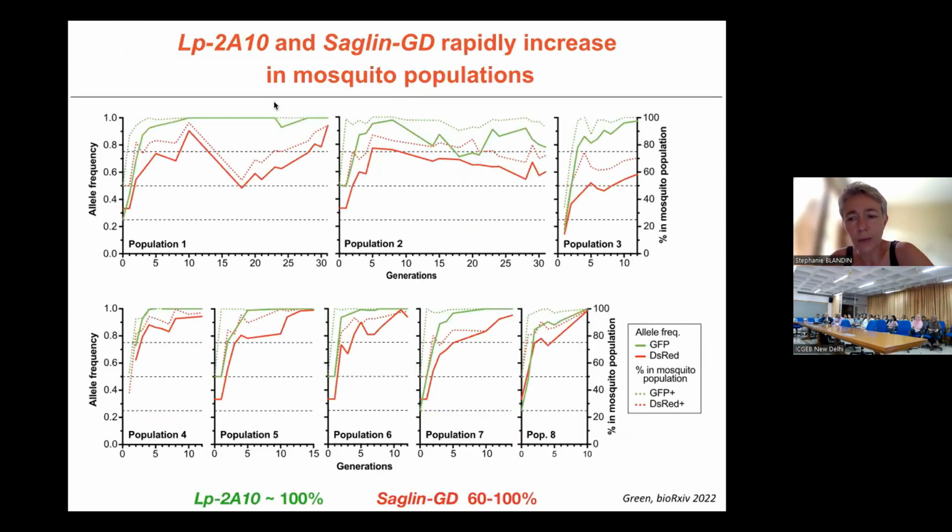So we went back to these populations, and for Saglin, we collected the mosquitoes very early on, in population 1 and 2 at the early generation. And for lipofurin, we sequenced the lipofurin allele from these mosquitoes rather later during the generation time.